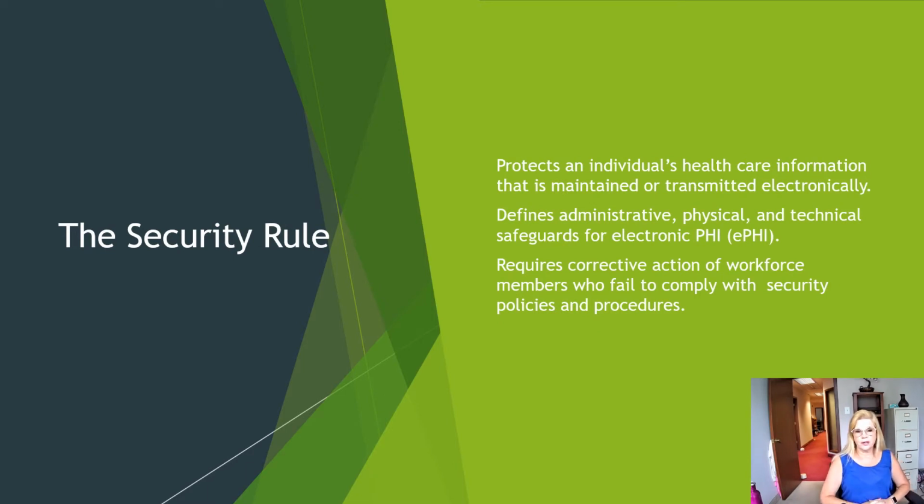The security rule protects an individual's healthcare information that is maintained or transmitted electronically. It defines administrative, physical, and technical safeguards for electronic PHI, or ePHI. And the security rule also requires corrective action for employees who fail to comply with the security policy and procedures.